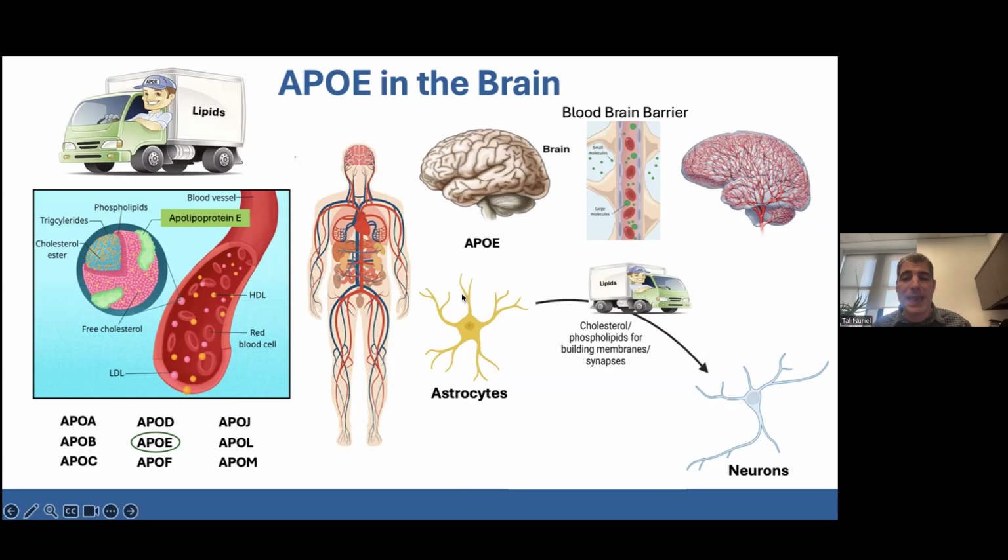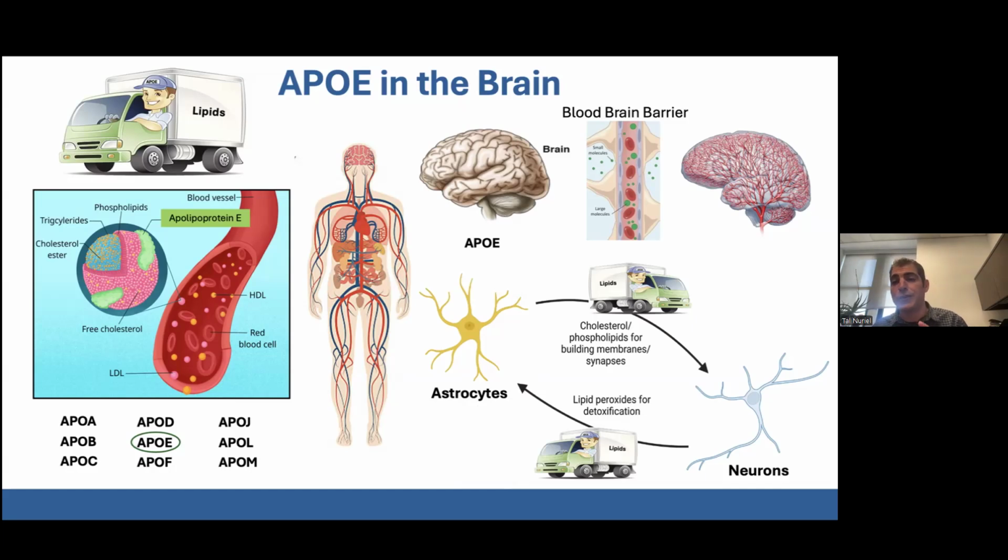That's done primarily by astrocytes, a support cell in the brain with lots of important functions, including supplying lipids to neurons and other cell types. It loads up the truck right outside the astrocyte with all these lipids, and then they get shipped with ApoE to the neurons. The neurons take them up, the lipids get distributed, and the ApoE leaves. And this is a two-way street.